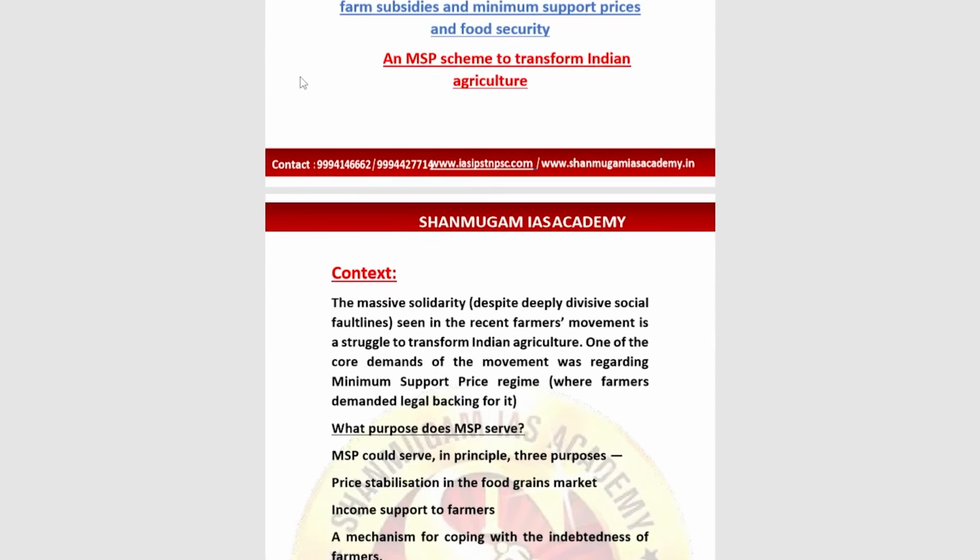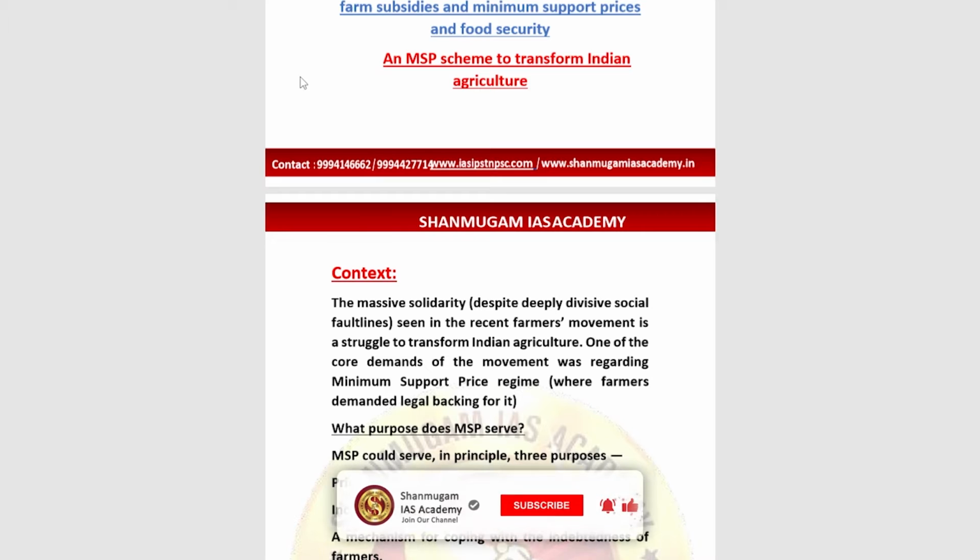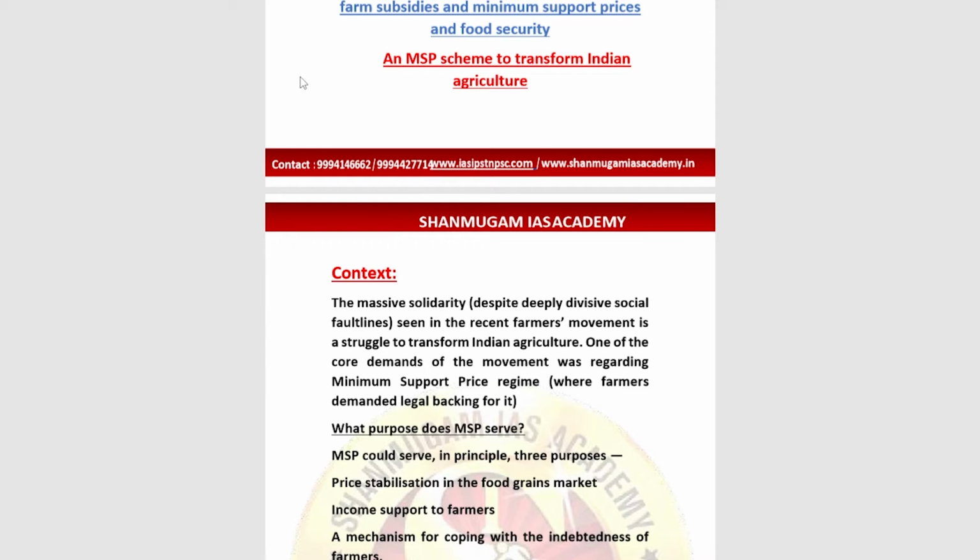Today's topic generally deals with UPSC Mains GS Paper 3, which covers issues related to direct and indirect farm subsidies, minimum support prices, and food security. It will also be useful from the prelims point of view. So the topic today is the MSP scheme, that is the Minimum Support Price scheme, to transform Indian agriculture. So I have told you where exactly it comes in the syllabus.